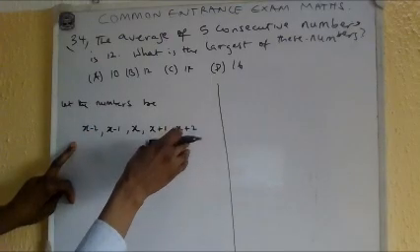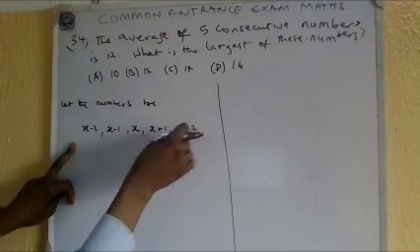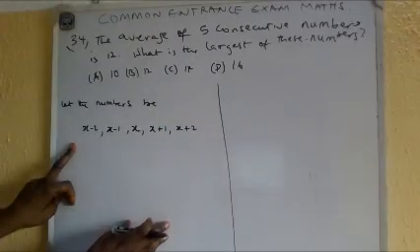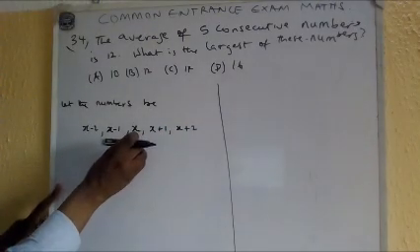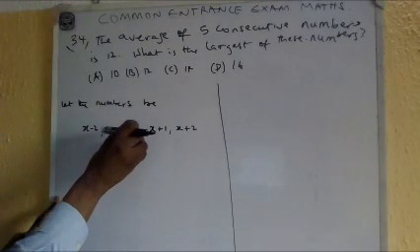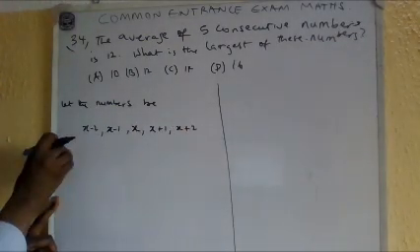The highest number will be this one. Why? Because it has plus 2. Normally, you start from the center and increase consecutively this way and this way. You understand? So these are the numbers.